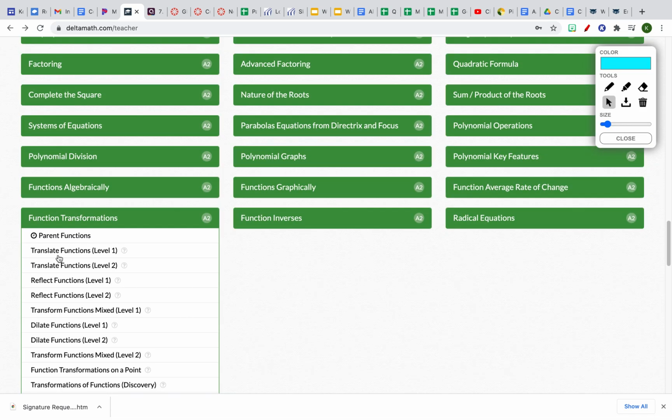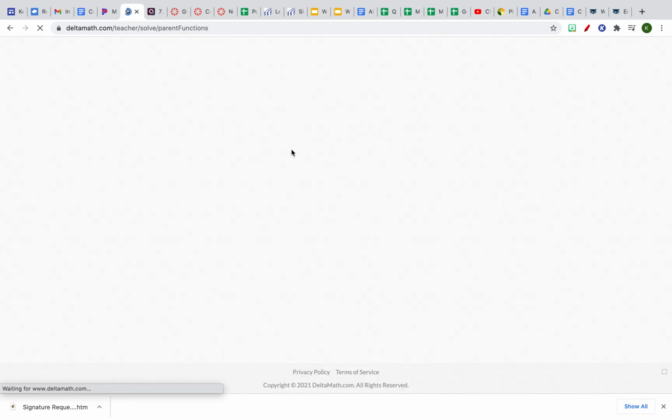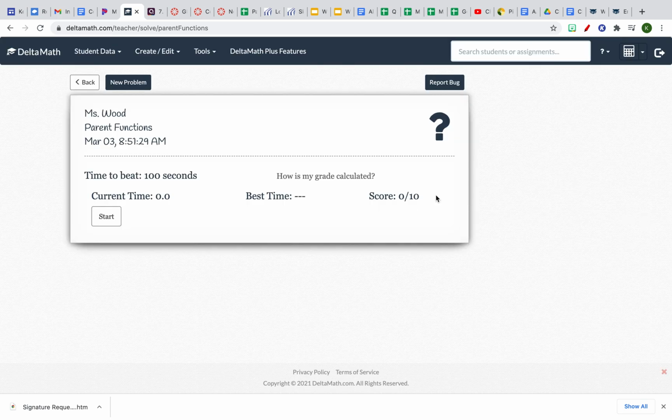Next skill is the parent functions matching. I have given flashcards, I have given a link for Quizlet. I have tried to help you repeatedly on this. You need to get 10 of them correct in a row. There is no time.